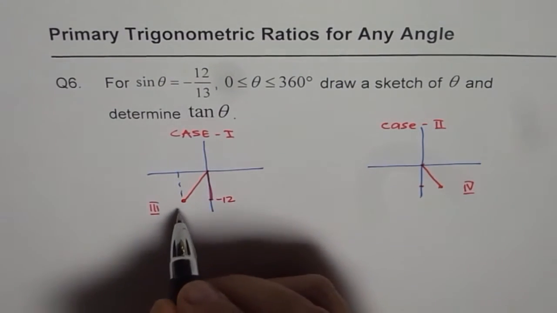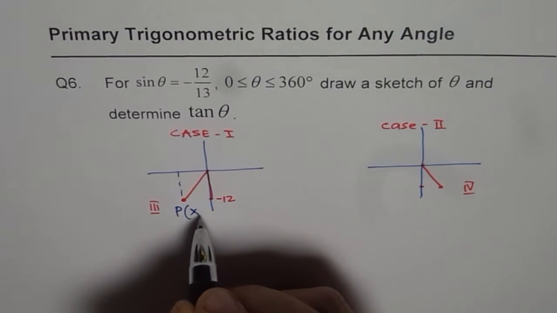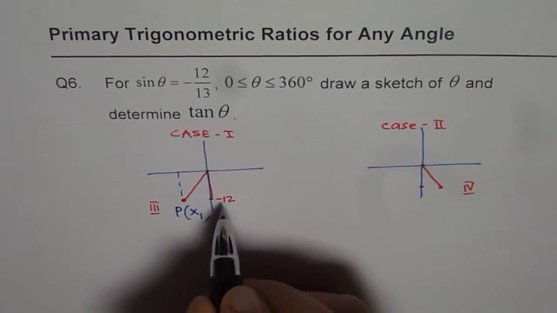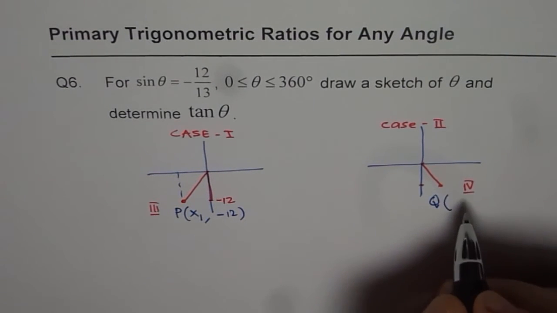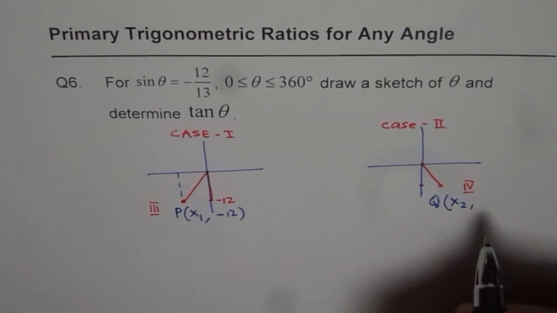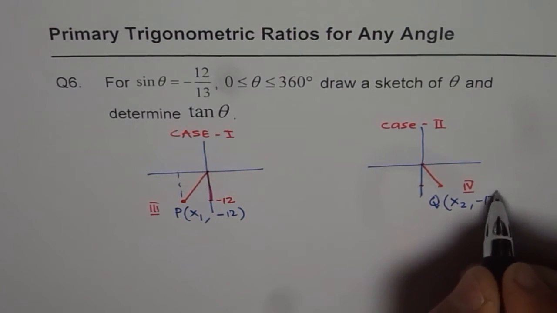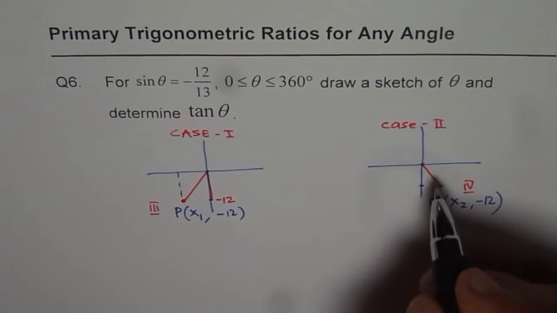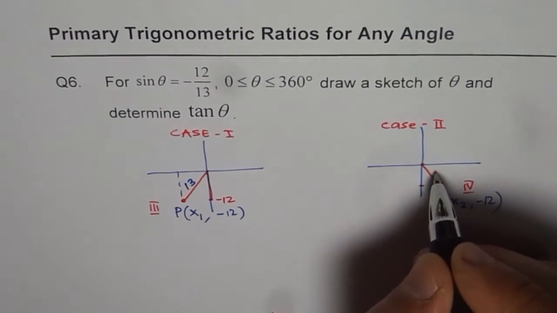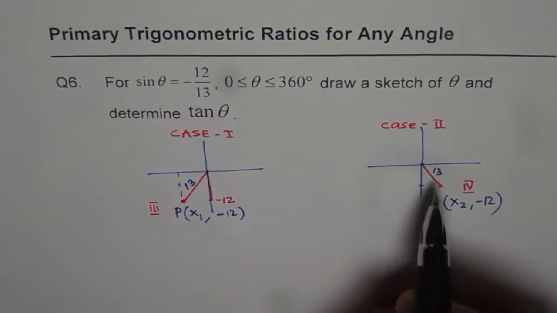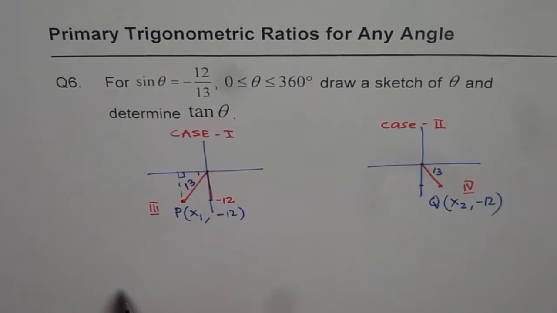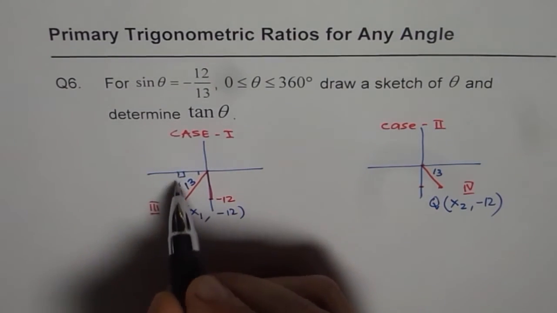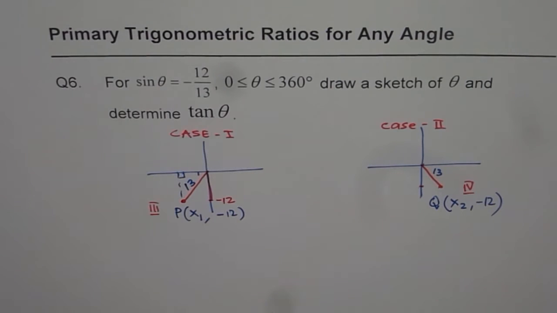So let us say this is a point P with x value not known, x1, but y value is minus 12. In this particular case, let's say this point is Q, where x value is not known, let's say x2, but y value is minus 12. That is how it is. But in addition, we know that the hypotenuse is 13 in both cases. And we know this is a right triangle, so we can apply the Pythagorean theorem and find the x value.